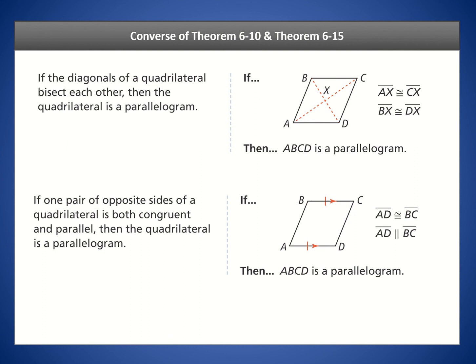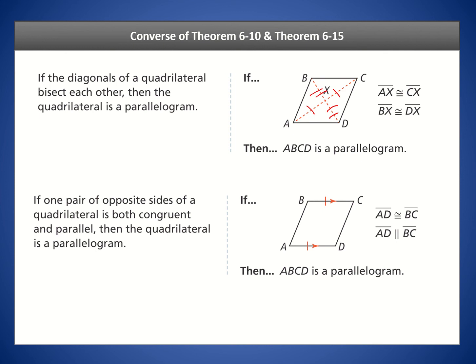All right, so let's talk about the converse of theorem 6.10 and 6.15. The first theorem, this converse here: the original theorem stated that if you have a parallelogram, then the diagonals of that parallelogram bisect each other. They cut each other in half. This theorem states the reverse, that if the diagonals cut each other in half, then you have a parallelogram. Notice that the diagonals are not the same length, but they do cut each other in half.